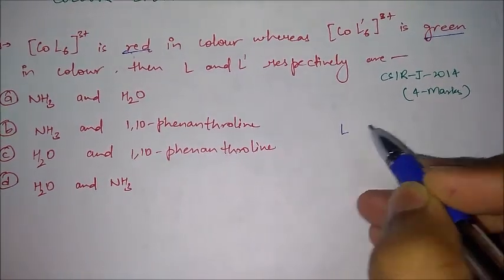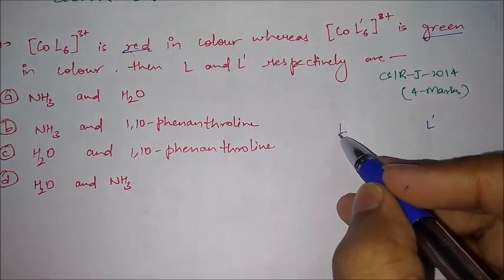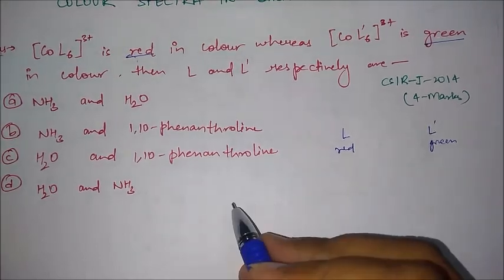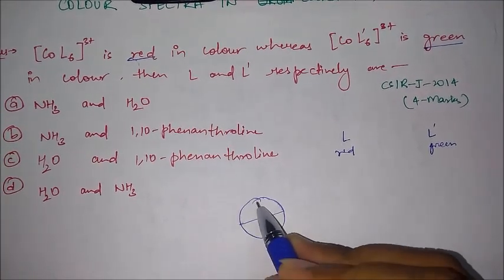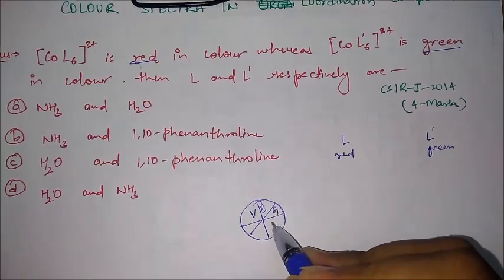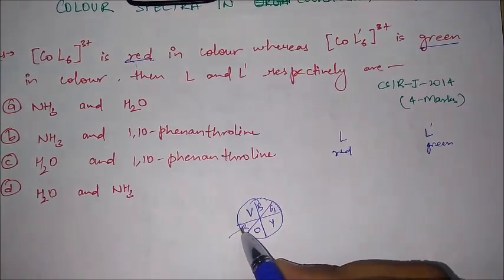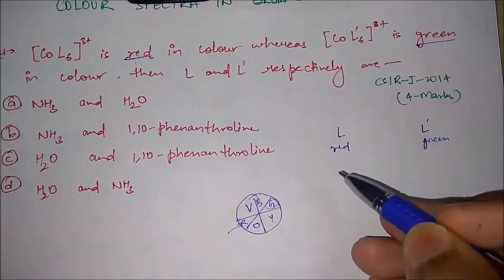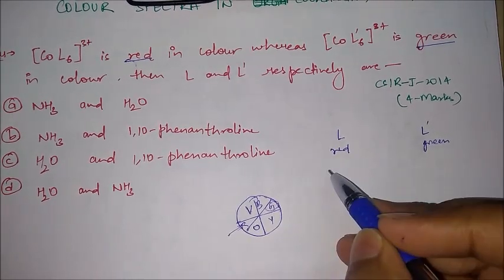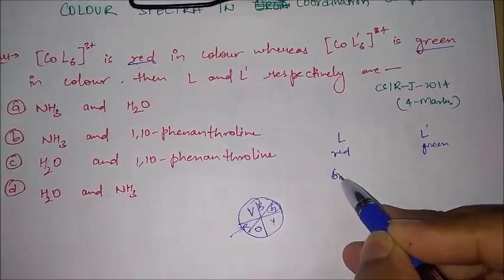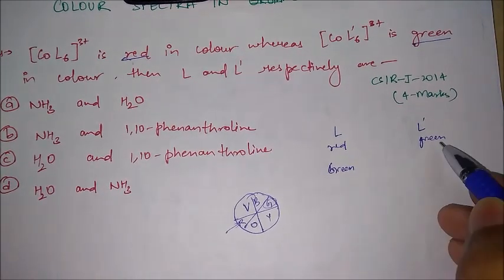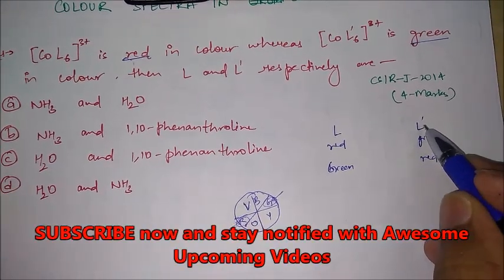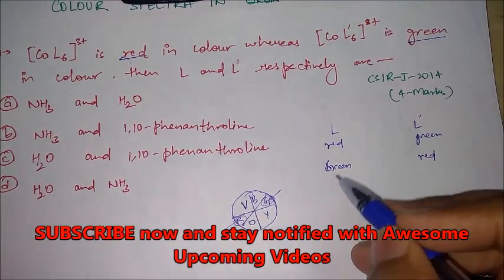Just write it quickly. For L you are getting red color, and for L' you are getting green. Quickly draw the color wheel: V B G Y O R. If something looks red in color, that means it is absorbing green color. Similarly, if something looks green, it must have absorbed red color. So L' might have absorbed red color, whereas L has absorbed green color.